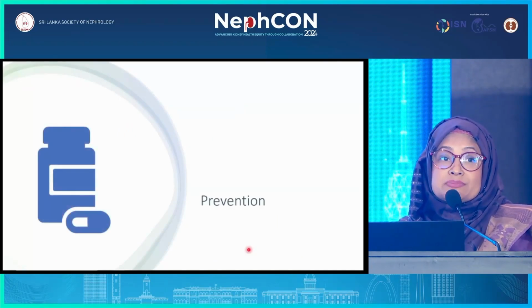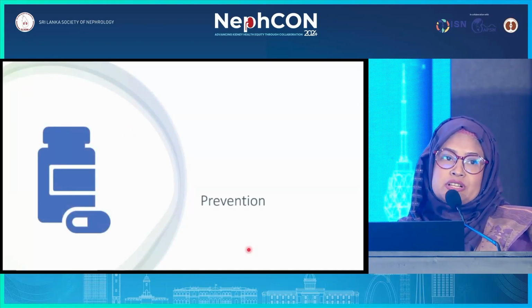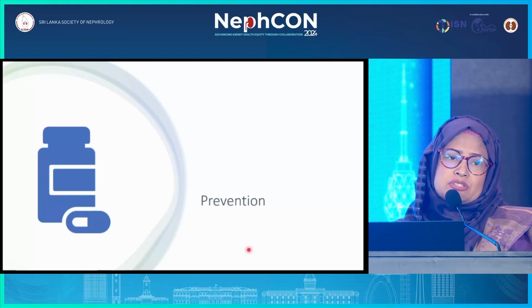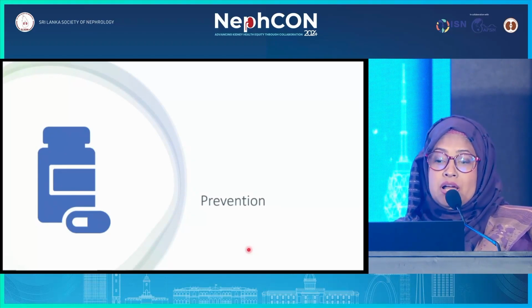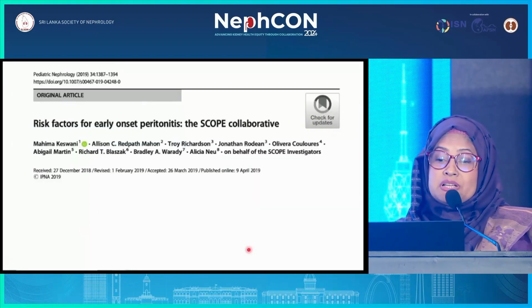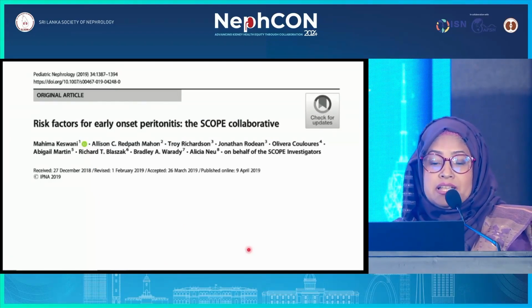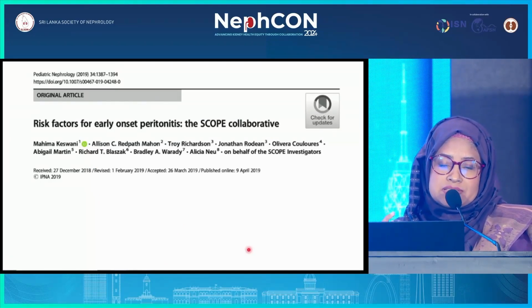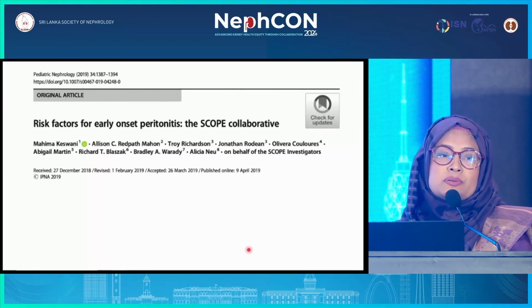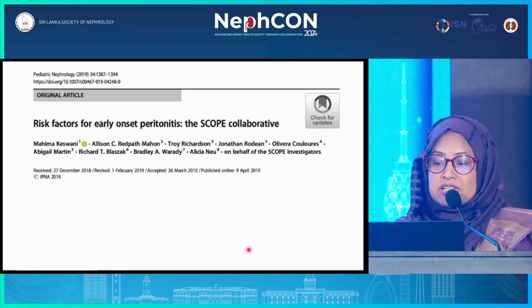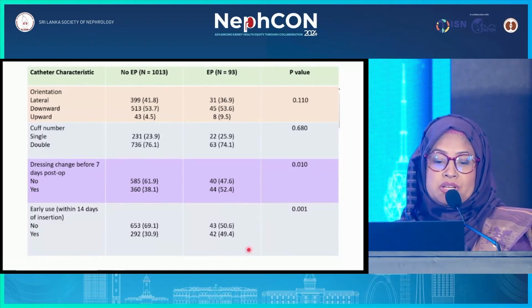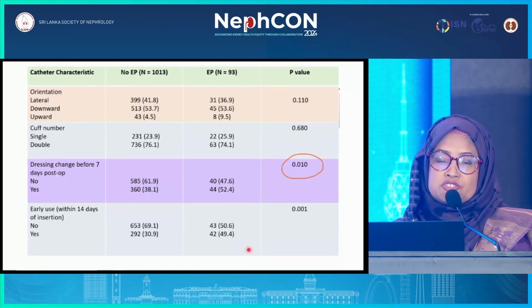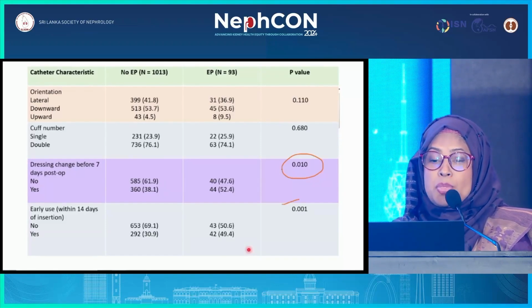Now the main part is prevention: how could we prevent this peritonitis? Because one peritonitis episode can lead to another peritonitis, ultimately peritoneal failure, and the patient needs to go to another modality of treatment. And this SCOPE trial actually looked at the risk factors for developing peritonitis, and the multivariate analysis showed that dressing change before 7 days in the post-operative period is one of the risk factors, and also early use of the peritoneal catheter is another risk factor.